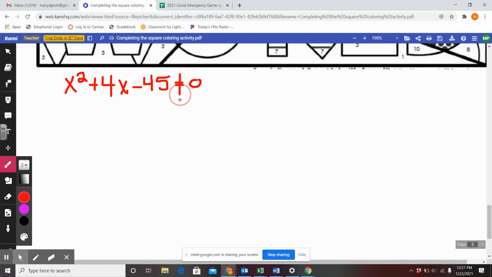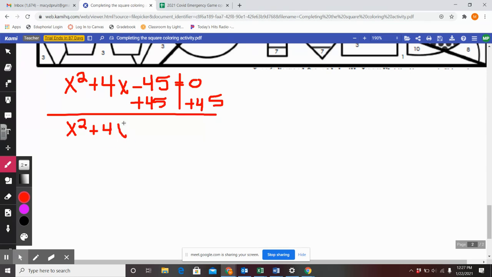Okay, so get off your phones. I'm sorry I distracted you. Move your constant, and we're going to insert our blanks. x squared plus 4x plus blank equals 45 plus blank. Okay. Step 2.